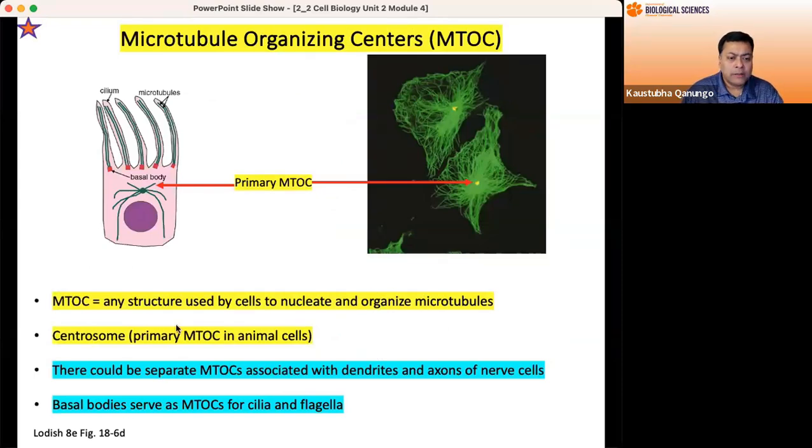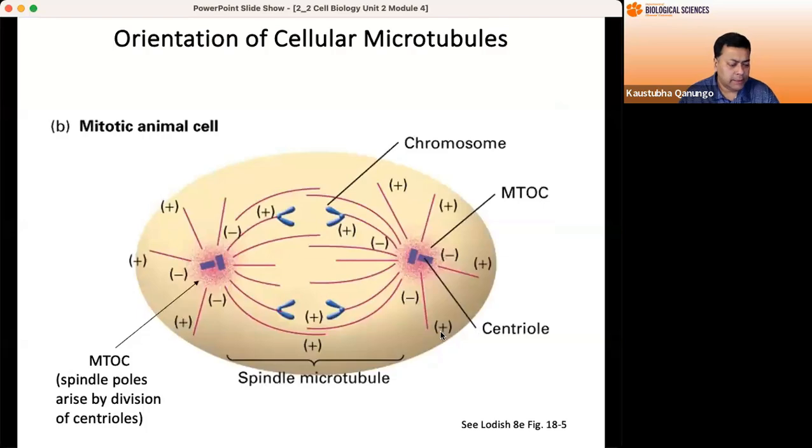So again, MTOC: any structure used by the cells to nucleate and organize microtubules. Of course, you have the centriole in the middle of the cell if it is a dividing cell, but the basal bodies are also known as the microtubule organizing center, and they could be anywhere. So MTOCs can be separated, with the dendrites and axon of the nerve cells. So definitely remember those as well. Very straightforward question. Now let's take a look at these.